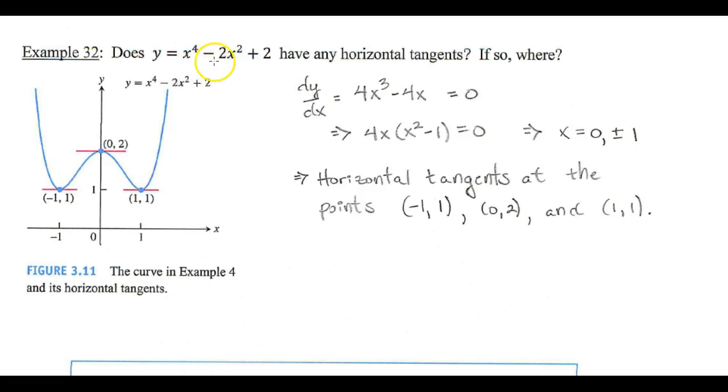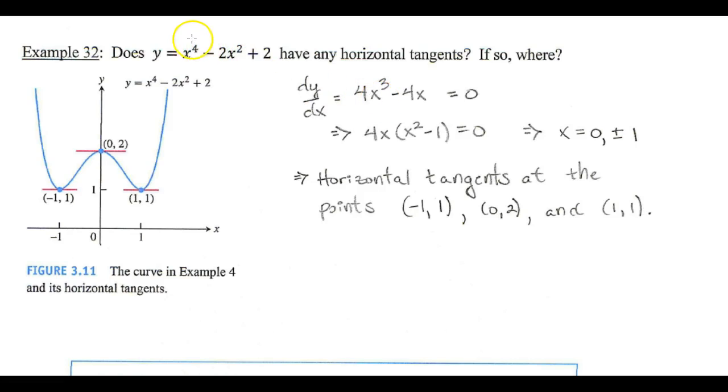So the derivative of x to the fourth minus 2x squared plus 2, again, I'm starting to get quicker. I don't need to write the derivative with respect to x of x to the fourth plus the derivative with respect to x of minus 2x squared. I want you to start getting quicker with these. So just use the power rule or the constant multiple rule for each.